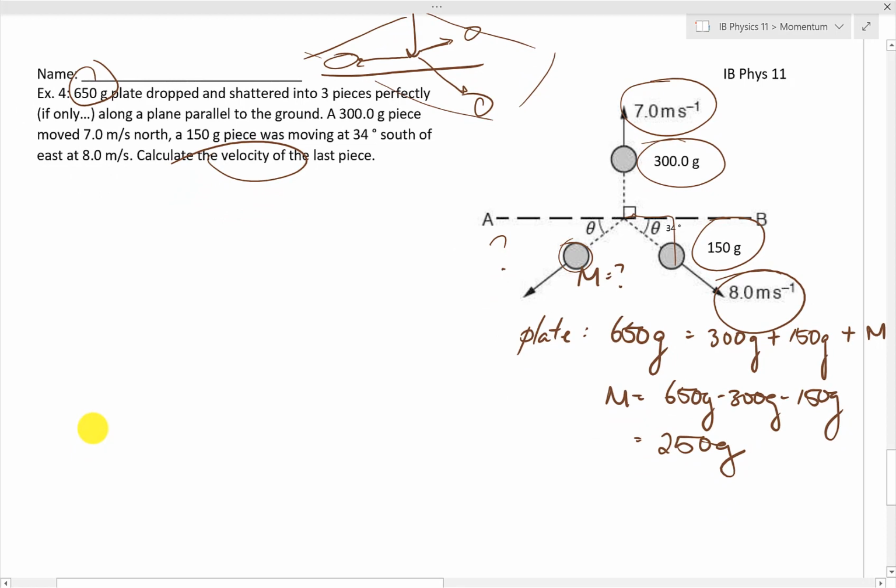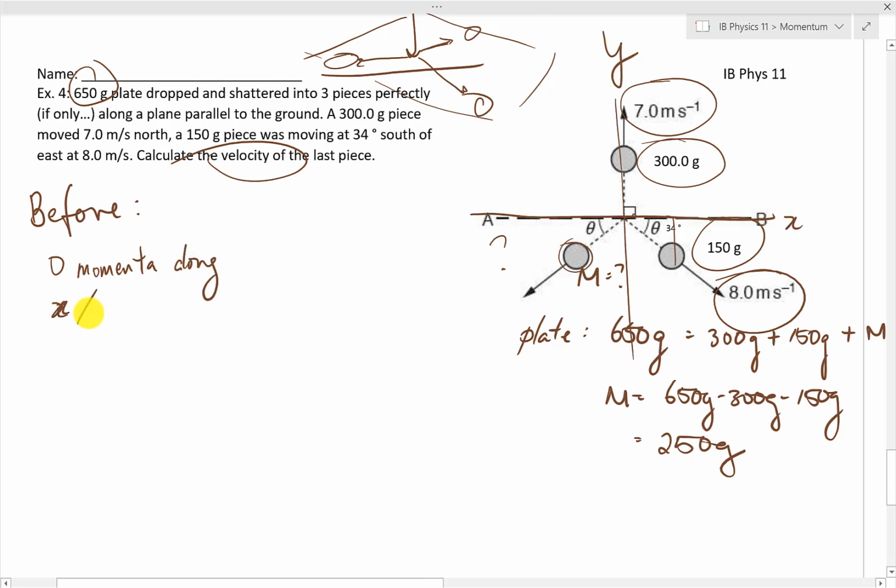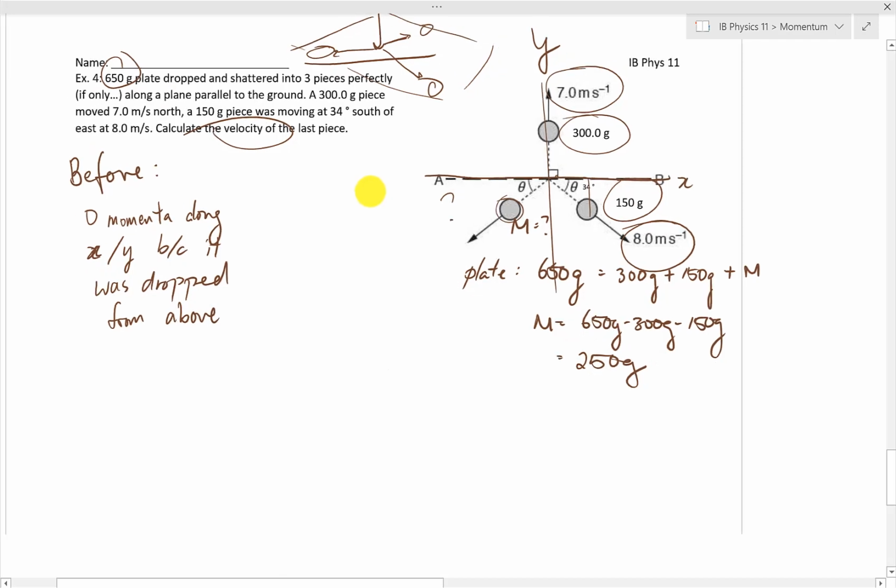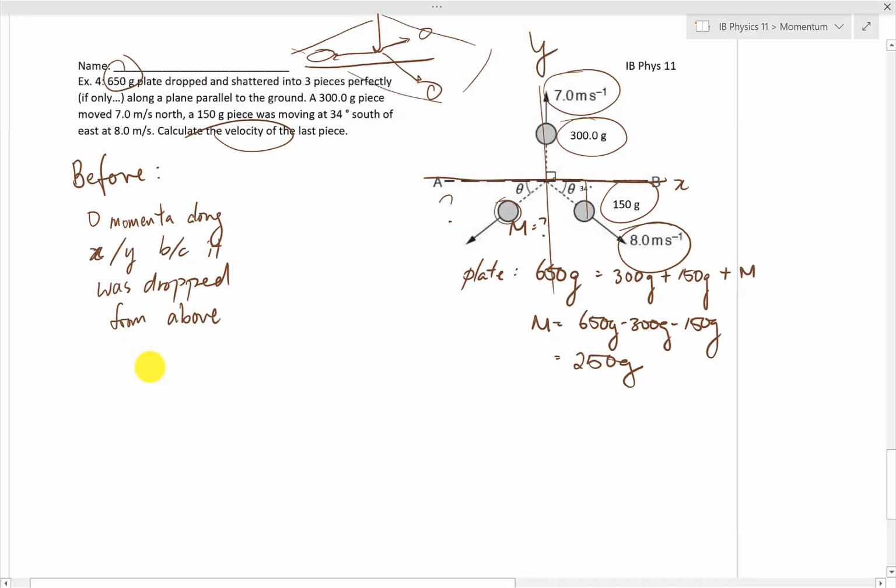Now we can try to figure out the momentum before the plate shattered. Before the plate shattered, along the plane that is parallel with the ground, there is no momenta. There's only up and down momenta. There is no momenta in the north, south, east, west direction. So we have 0 momenta in x and y.